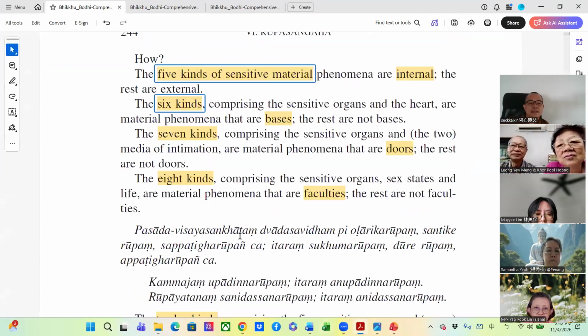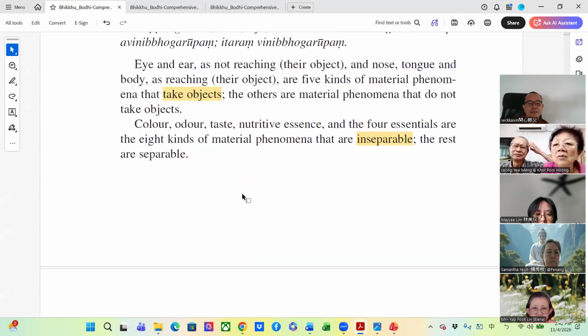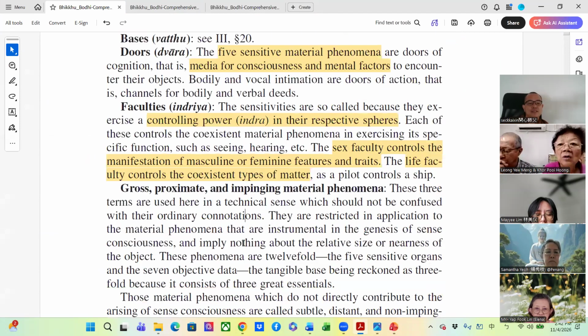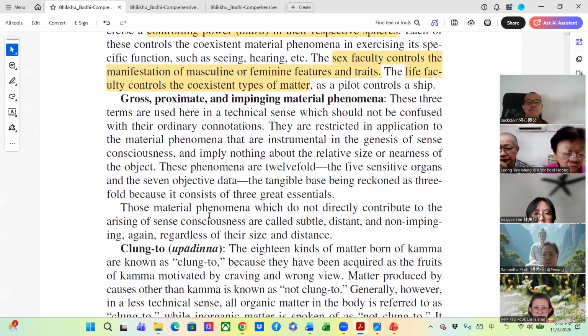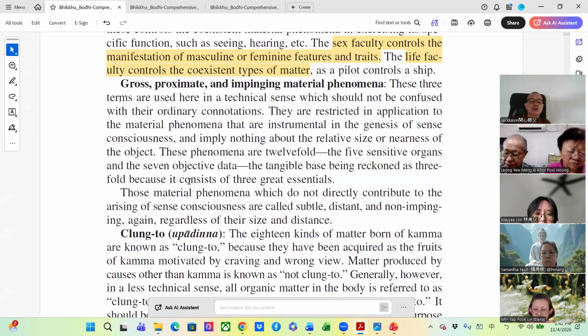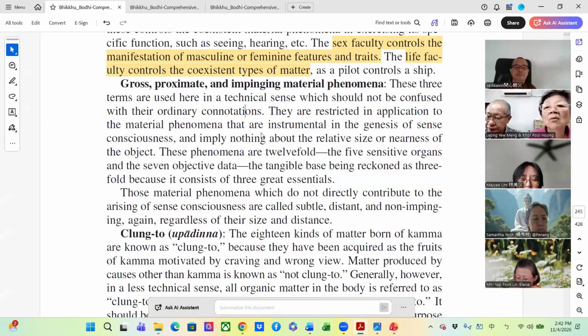Okay. Besides this, is the faculty. Then we go to the next. We come to this gross proximate impinging. Yes, Samantha, would you like to read the passage? Gross proximate, please.